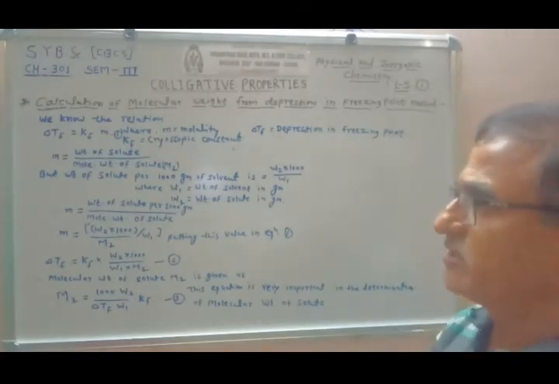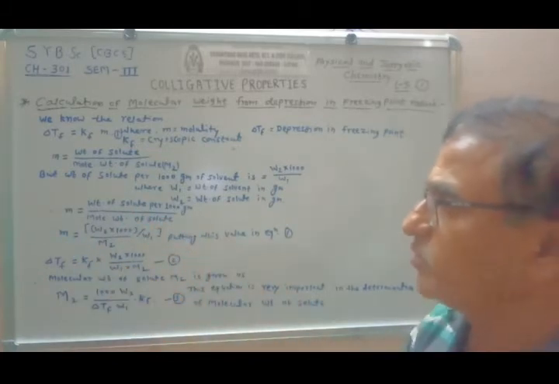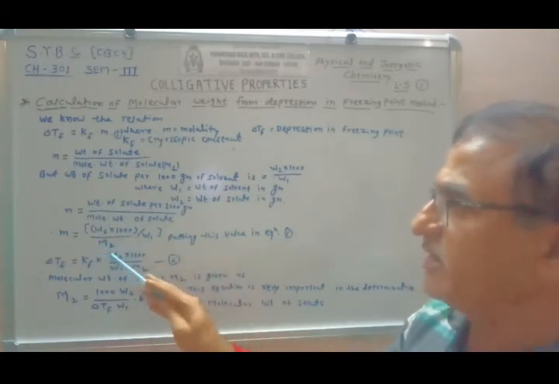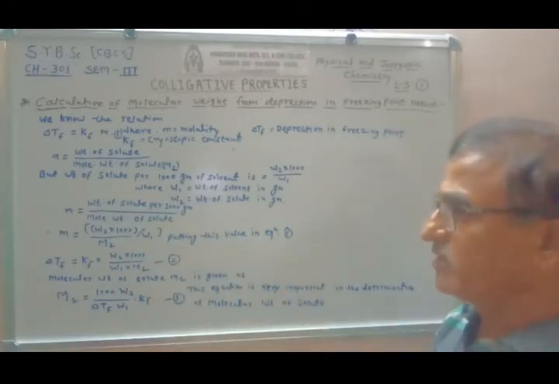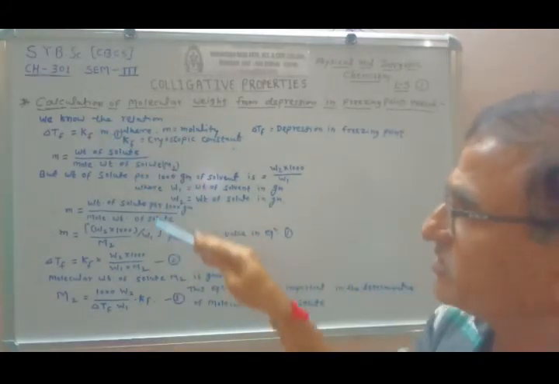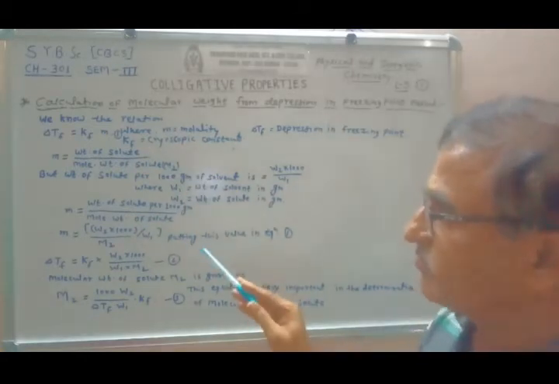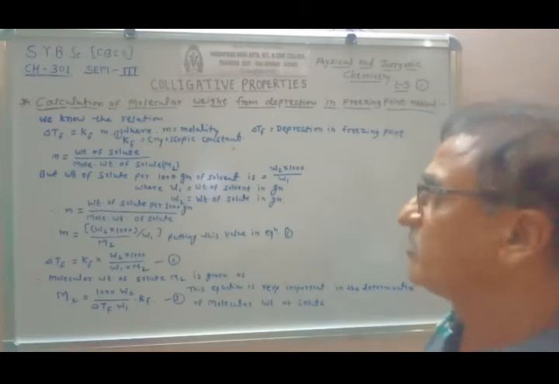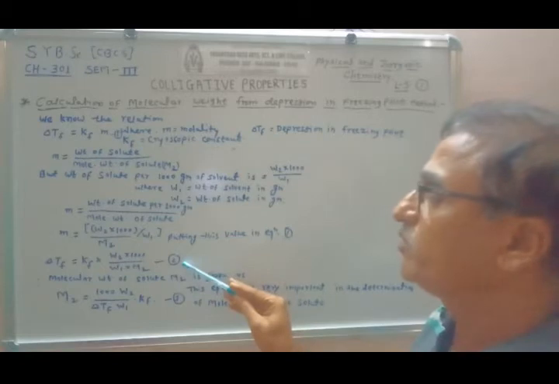Here the molecular weight of solute is M2. Therefore, m is equal to W2 into 1000 divided by W1 into M2. Putting this value of m, that is molality, in equation 1, we get delta Tf is equal to Kf into W2 into 1000 divided by W1 into M2. This is equation number 2.